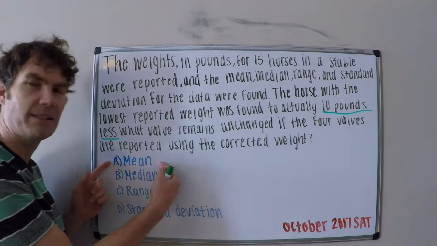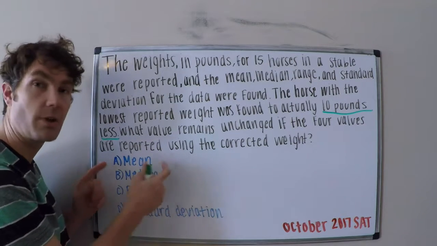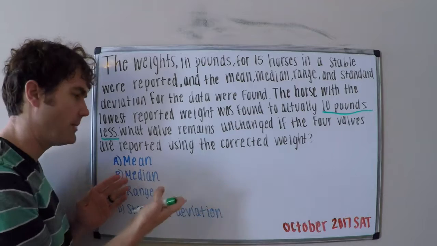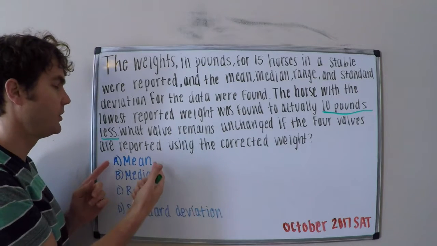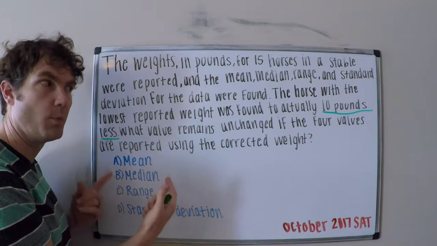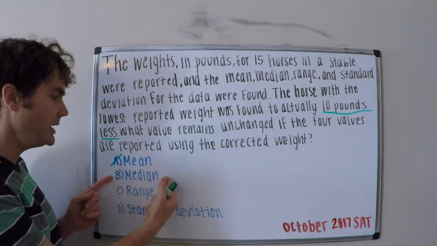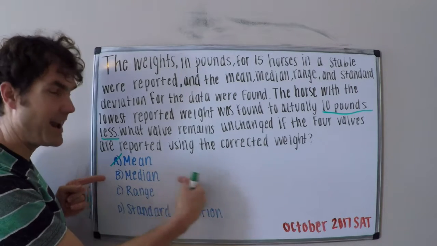The mean adds up all the values and then divides by the number of values. A mean is just your straight average. You add up all the values and divide by the number of values. So the lowest value is one of those values, so a change in one of the values would change the mean. The median, this is going to be the right answer.